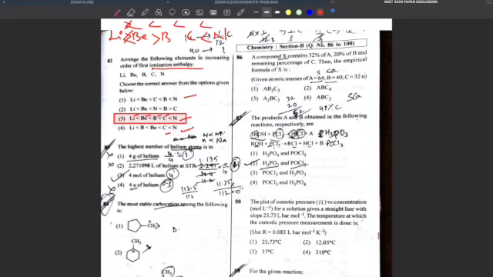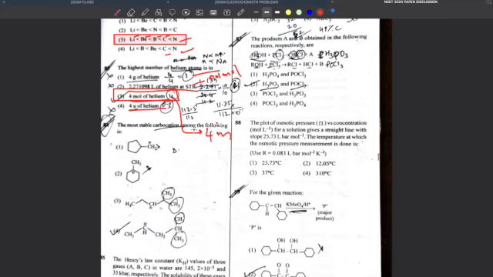Next, the highest number of helium atoms in. Again, a question has been asked from the mole concept. 4 grams of helium, 4/4 equal to 1 mole. 2.27 liters of helium will be 0.1 mole. 4 grams of helium, 4 moles of helium, right? So this is 4 moles, so 4 units of helium. So the answer is 4 moles of helium is the right answer.